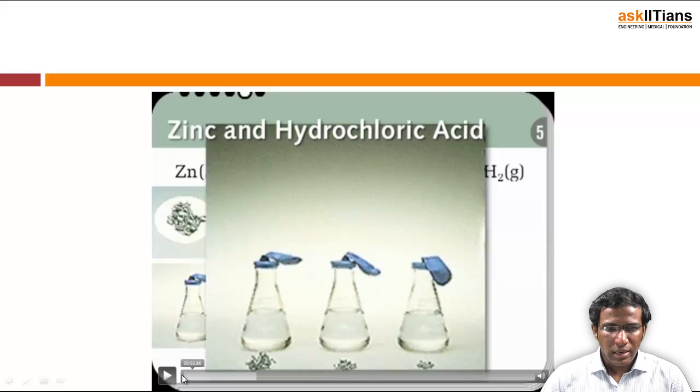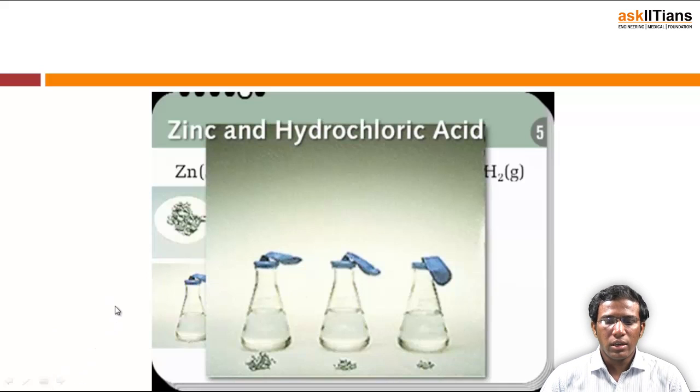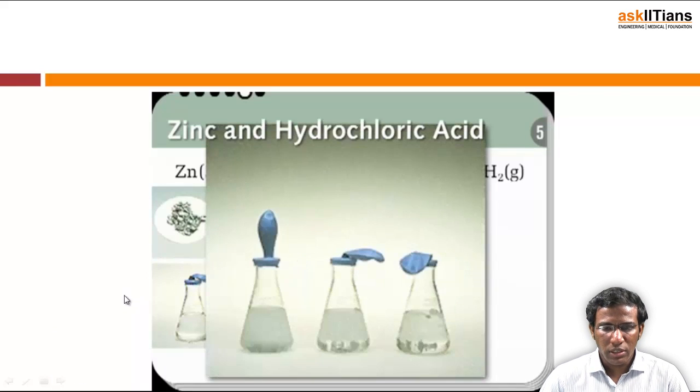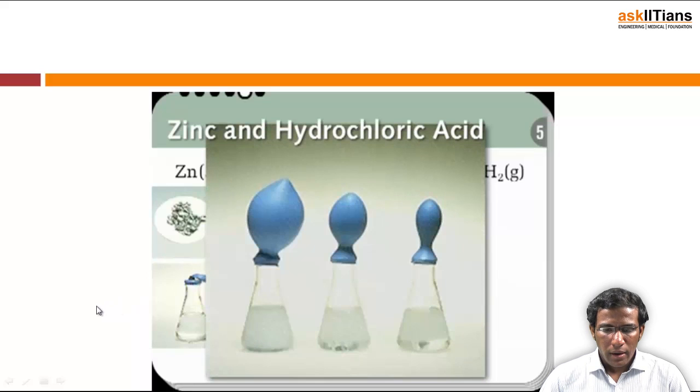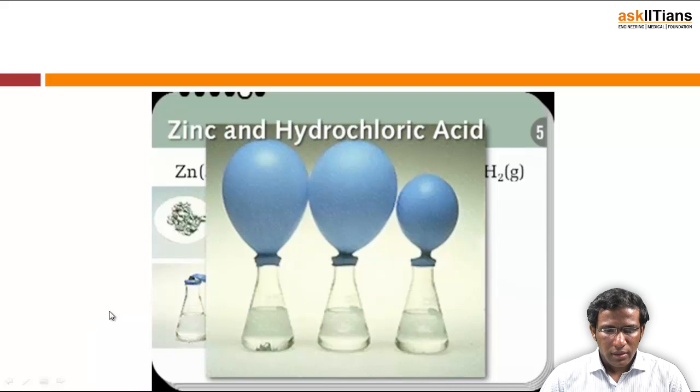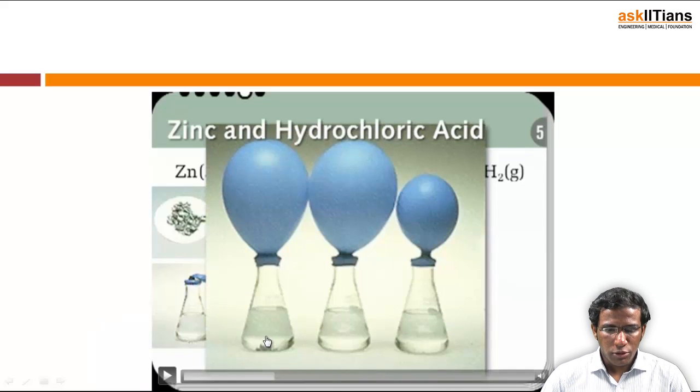Here we are carrying out three reactions, and we are dissolving different amounts of zinc in the solution. As the reaction proceeds, at the leftmost part you will see some amount of zinc still remains, and in the rightmost reaction we have seen all zinc is consumed, and the amount of hydrogen gas that is formed is also less as compared to the other two reactions.